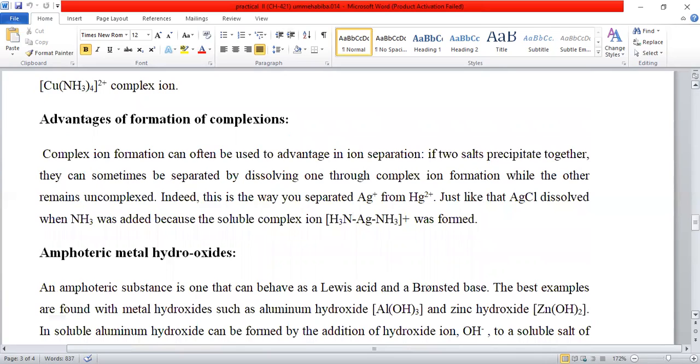Advantages of formation of complex ions. Complex ion formation can often be used to advantage in ion separation. If two salts precipitate together, they can sometimes be separated by dissolving one by complex ion formation while the other remains uncomplexed. Indeed, this is the way you separated silver from mercury. Just like that, silver chloride dissolved when ammonia was added because the soluble complex ion diamine silver was formed.